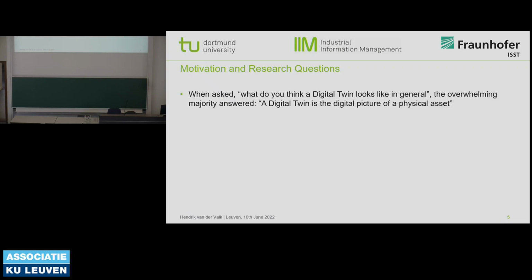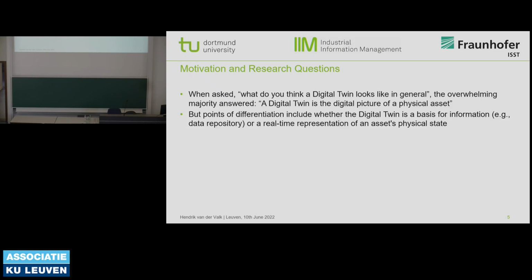For our motivation and research questions: talking with people, the first question is always, what do you think a digital twin should look like or looks like? Everyone answers, a twin is a digital picture of my asset, but, and then it differs. For example, it differs in the style of information. So is our digital twin just some kind of data repository, or is it a real-time representation that can do something with its data?